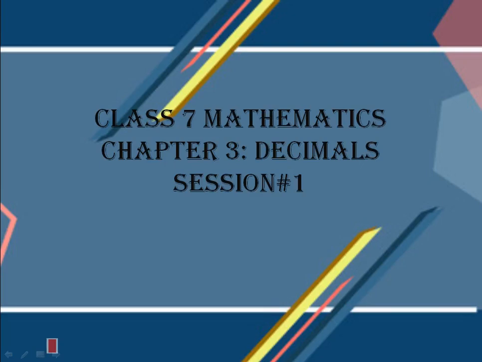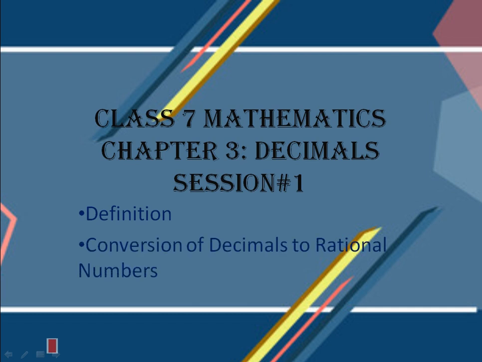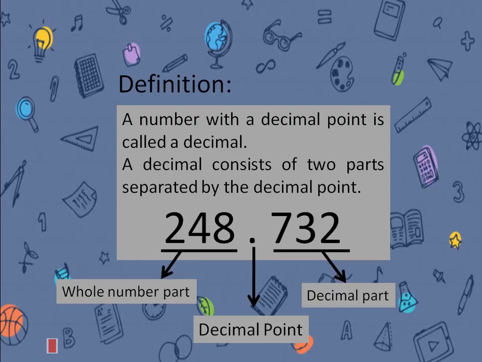Today we are going to start chapter number 3, which is decimals. And in session 1 we will learn about the definition of the decimals, what are decimal numbers, and then we are going to convert the decimals to rational numbers. So let's start with the definition.